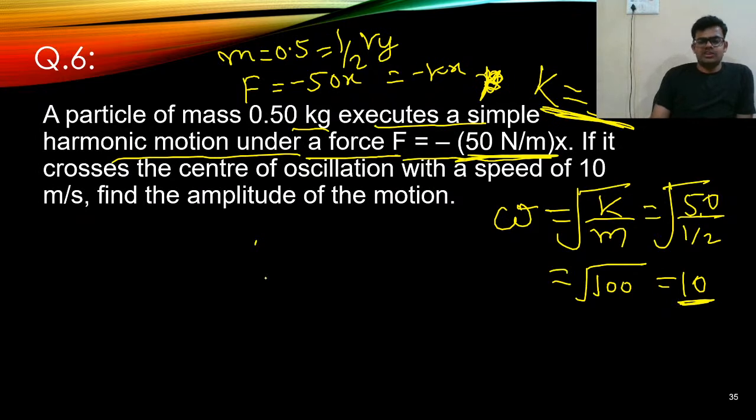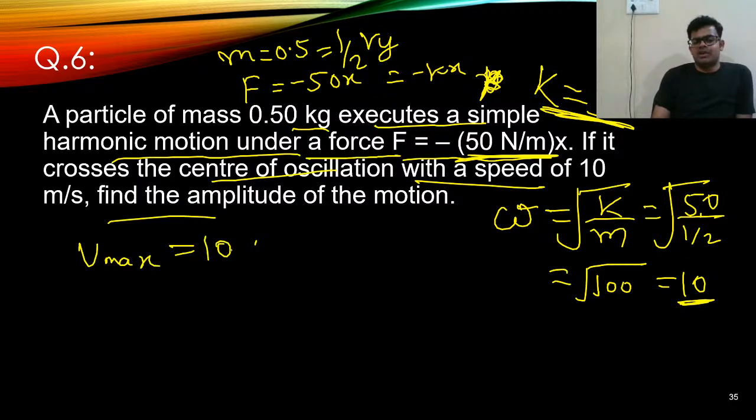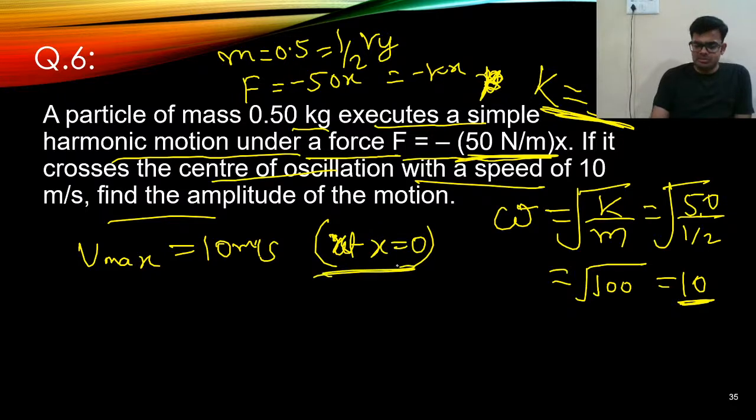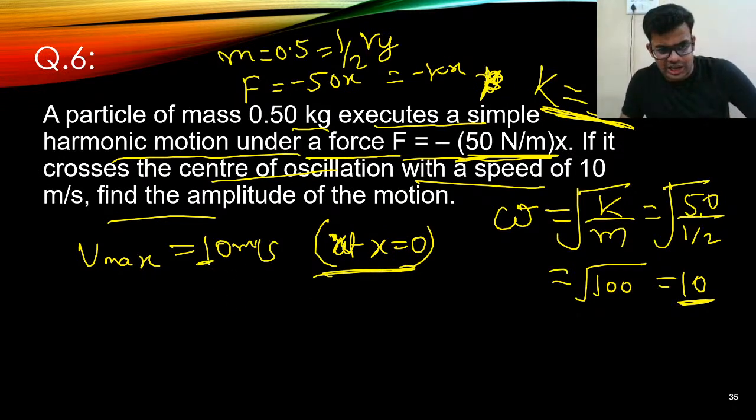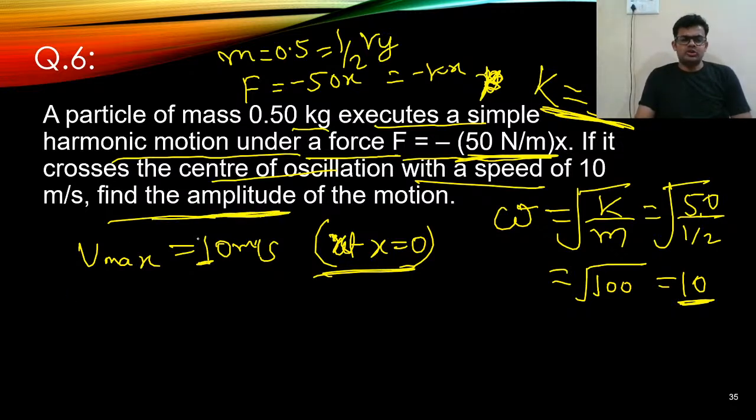Let's see whether it is asked in the question or not. If it crosses the center of oscillation with a speed of 10 meter per second. So Vmax is given, 10 meter per second. Center of oscillation means mean position, at x equals 0. So at the mean position, its speed was 10 meter per second. So I have written Vmax is 10 meter per second. Okay. So I have to find the amplitude.